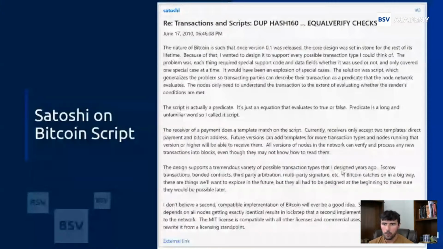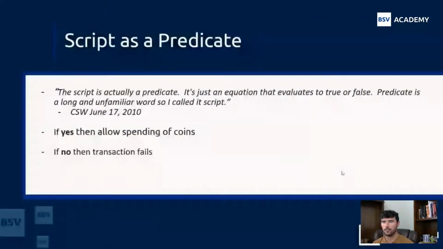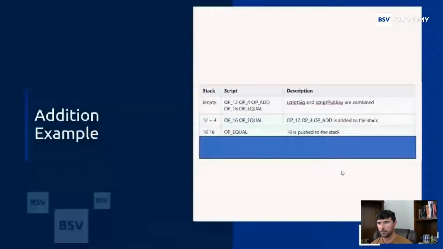This is what we always wanted, right? We always wanted the script to be universal enough to support any kind of transaction type that you want to create. Of course, we've done very simplistic examples, but we're showing that Bitcoin script is just a predicate language that enables you to lock coins in any arbitrary constraint. And as long as the constraint is satisfied, those coins can be unlocked.